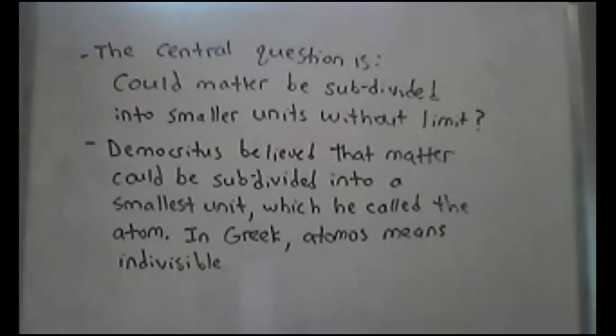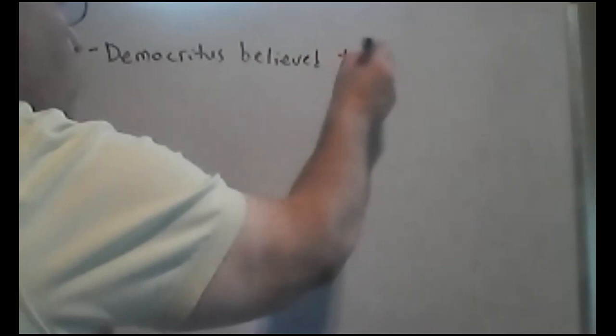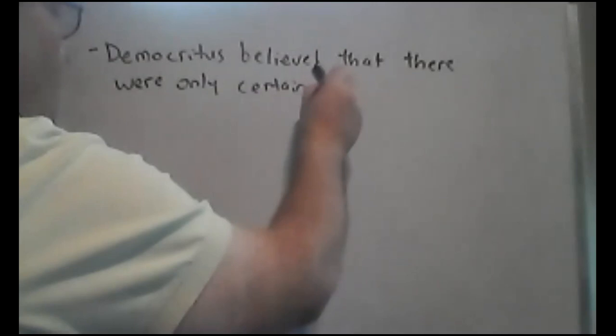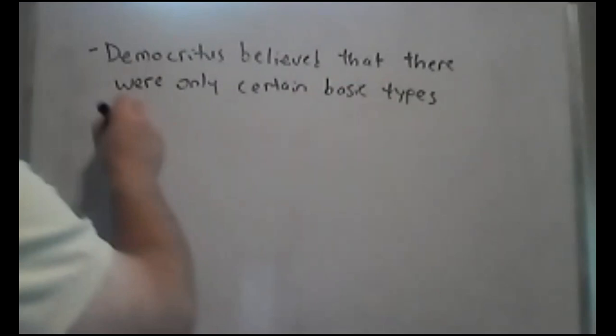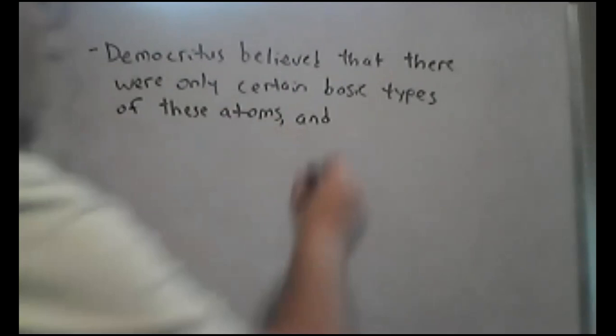Now, that's to many extents true, I think, but they thought about it differently than we do, right? So Democritus believed that there were only certain basic types of these atoms, and that all matter was a combination of these types of atoms. Now you might be thinking to yourself, well, yeah, it looks like he's right, but hang on.